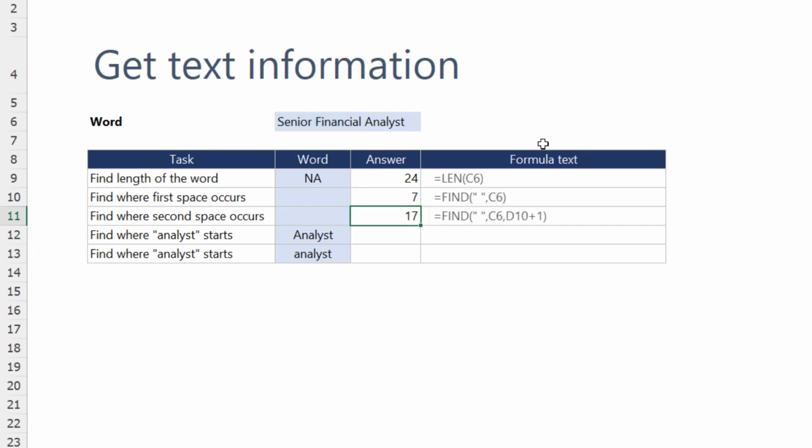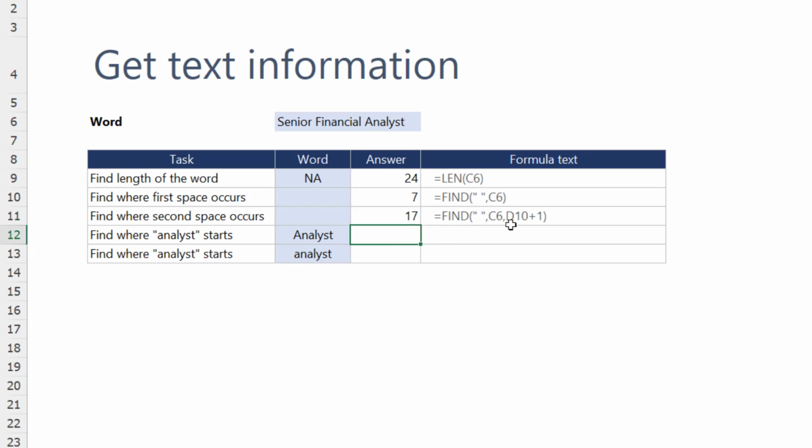But what you have to understand is, while this formula ignores the first 7 characters, the answer it returns is the space position from the starting point. So 17 here is from the beginning and not from the 7th or the 8th point that we mentioned here.